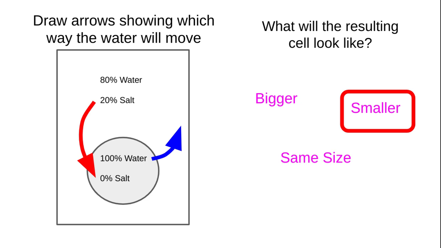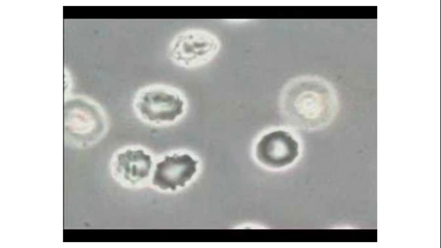Now, if you'll notice, I circled the cell will be smaller. You might be thinking, how's the cell going to be smaller? It's got stuff going in and stuff going out. Water is what changes the size of the cell. So water leaving is going to make that cell smaller. Think about a water balloon. When water leaves a water balloon, it gets smaller. So we ignore the salt or the sugar or any other thing. We only look at water when we determine the size of the cell.